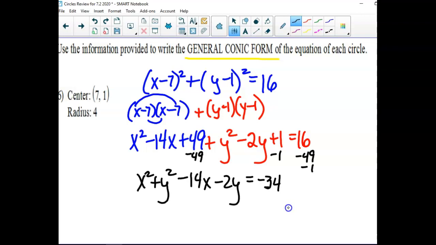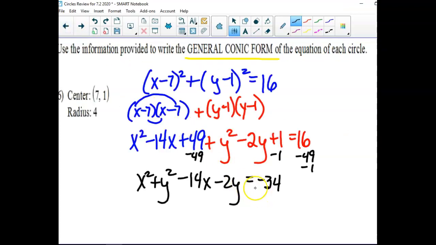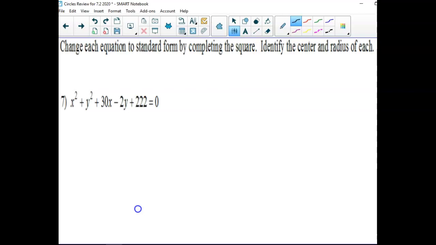The reason I did this, I'm not going to make you do this, okay? The reason I did this is because you're going to have to go the other direction. You're going to have to complete the square. Yes, this is completing the square the other direction. So now what we're going to do is practice completing the square. Oh, it looks like they would have made it equal to 0. This is what they would have called general conic form, okay? So this one is in general conic form, and we're supposed to write it in standard form and then find the center and radius.